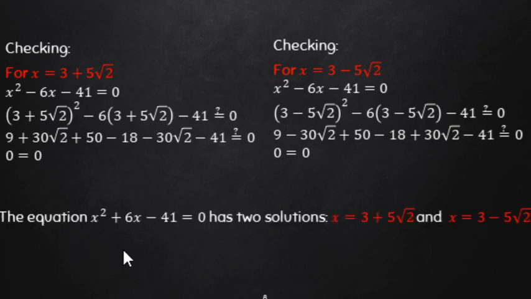So the equation x squared minus 6x minus 41 is equal to 0 has two solutions. They are x sub 1 is equal to 3 plus 5 square root of 2, and for x sub 2 we have 3 minus 5 square root of 2. So do you have any questions?